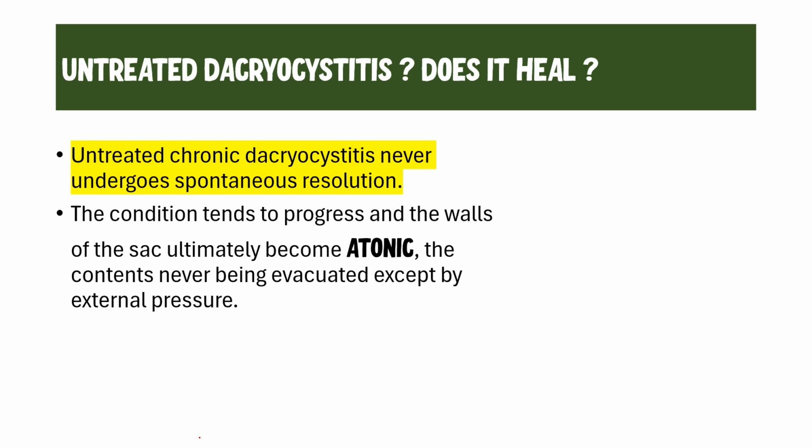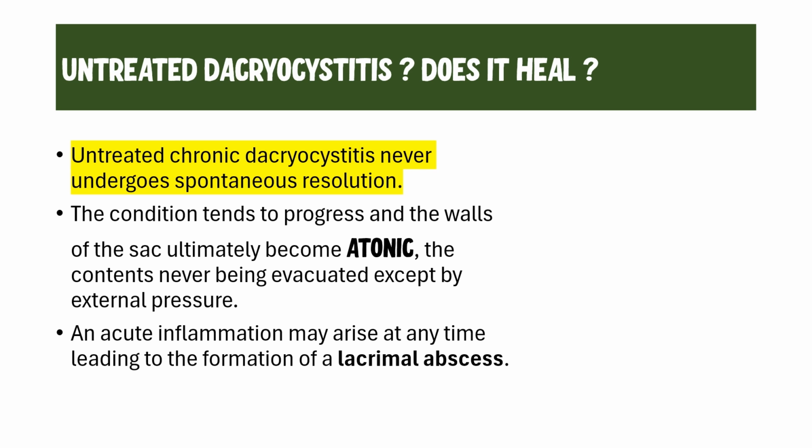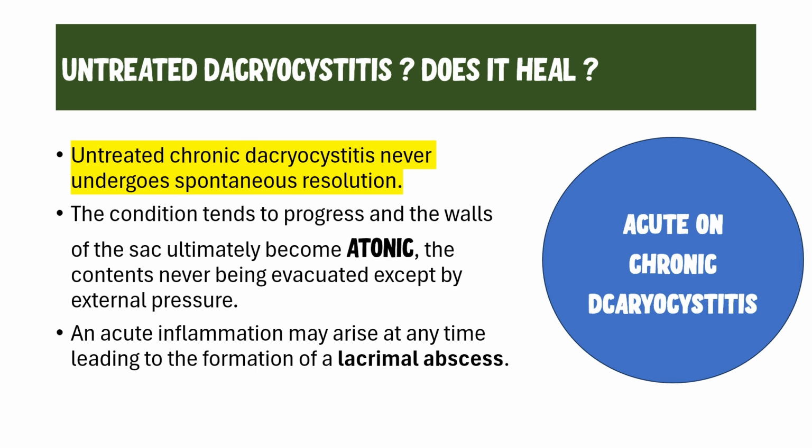Because the sac has become atonic, the lacrimal pump will fail, as I told you in my previous video on understanding the lacrimal pump and the Jones dye test. So what will happen? The patient will have epiphora, and subsequently, again and again, the lacrimal sac might get infected by organisms, leading to acute episodes of inflammation. So you will get an acute on chronic dacryocystitis, right?